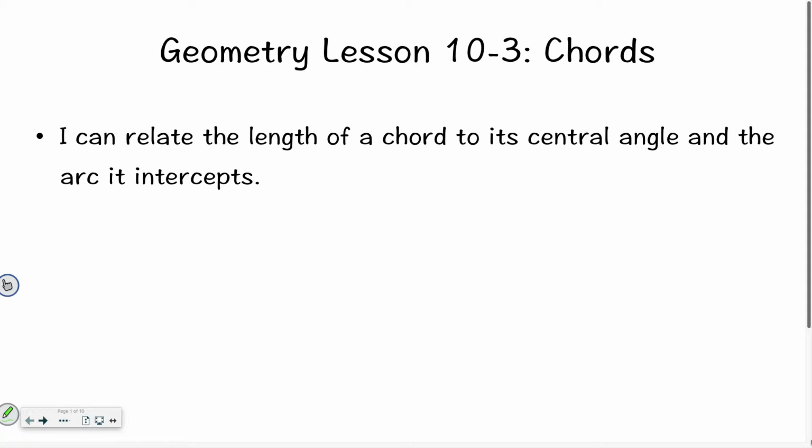Hello class, welcome to Geometry Lesson 10.3, which is all about chords. By the end of this lesson, you should be able to relate the length of a chord to its central angle and the arc it intercepts.